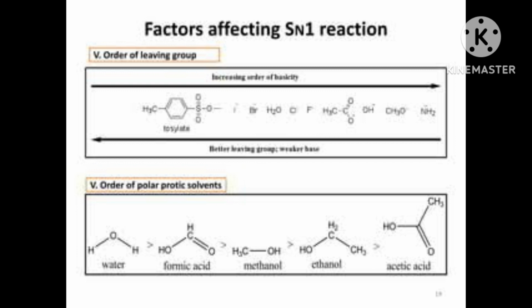Questions are asked about which compounds are optically active or not, meaning dextrorotatory and laevorotatory, so I will discuss optical isomers. Optical activity, chirality, retention, inversion, racemization, all things I will discuss in the next class.